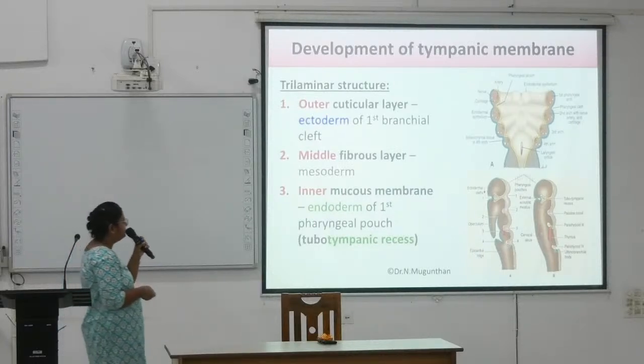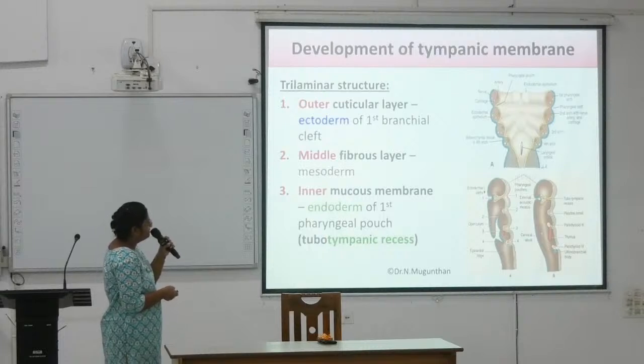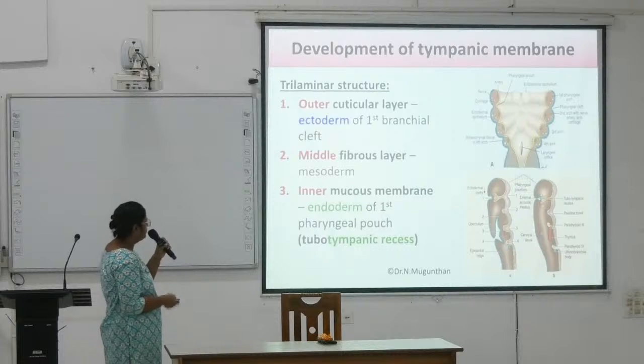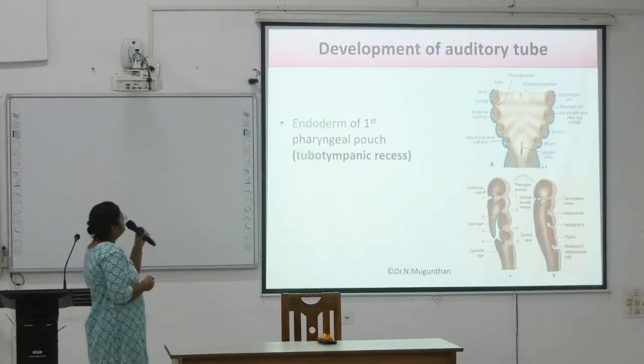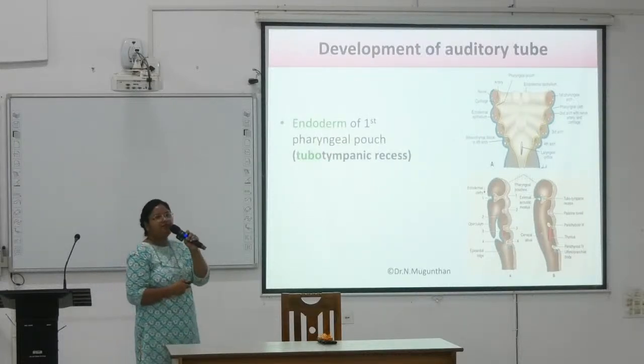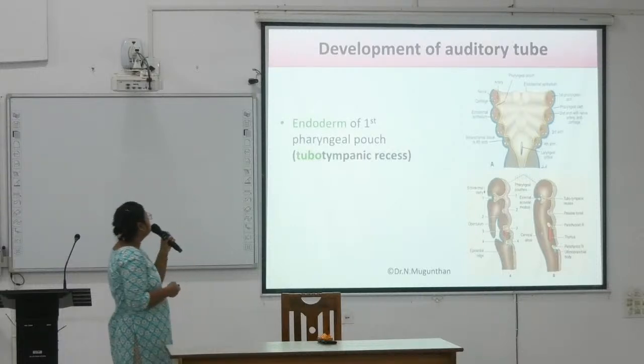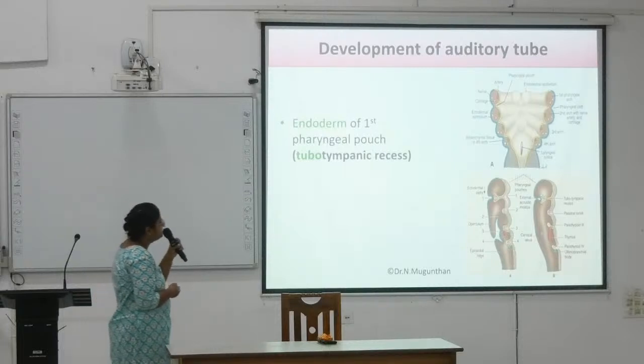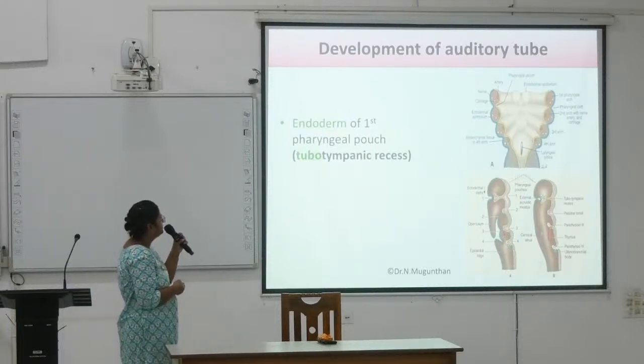That is the tubotympanic recess. Here is the development of the tympanic membrane: the tubotympanic recess forms the inner mucous layer, and the ectodermal part forms the outer cuticular layer and the external auditory meatus is developing, and these two join here to form the tympanic membrane. The auditory tube also develops from the endoderm of the first pharyngeal pouch, from the tubotympanic recess.